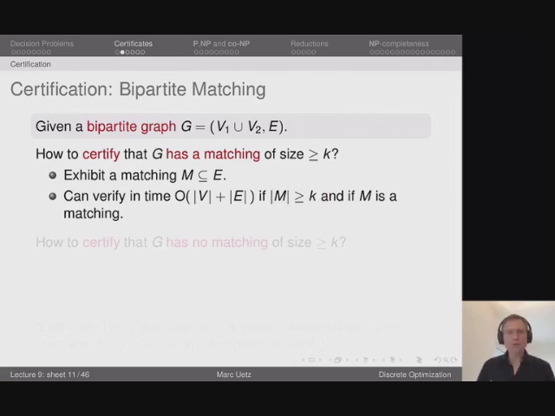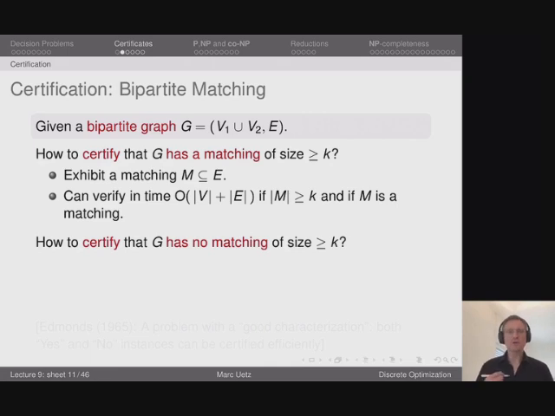Now, how would you certify the opposite? How would you certify that a graph has no matching of size K? And also that can be done. We only have to know a little bit of the theory. So we have to know Koenig's theorem. That was a theorem about the size of matchings in bipartite graphs, which is equal to the size of a minimum node cover in the same graph, right?